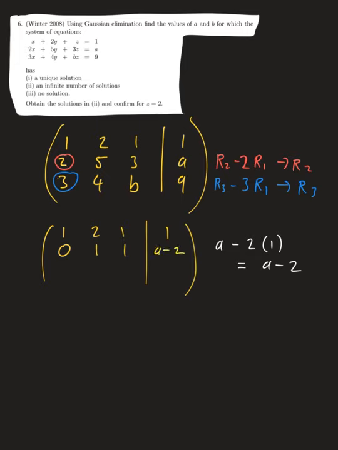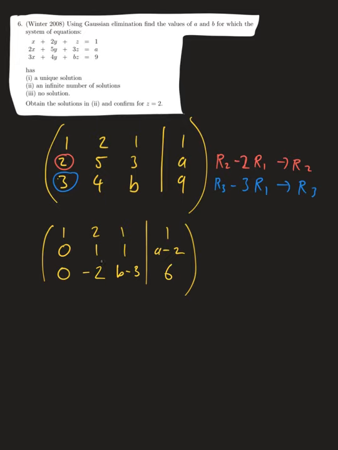We go on to the third row. So we're taking away 3 times the first row from the third row. So 3 minus 3 times 1 gives me the 0 I was looking for here. That 4 minus 3 times the 2 above gives me minus 2. b minus 3 times that 1 in the first row gives me b minus 3. And that 9 minus 3 times the 1 in the top row is 9 minus 3, which is 6.